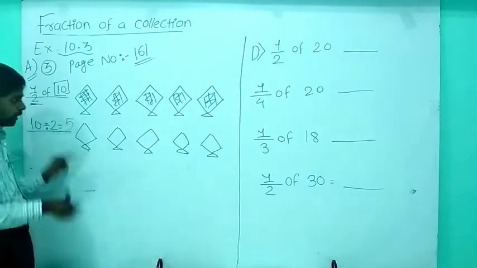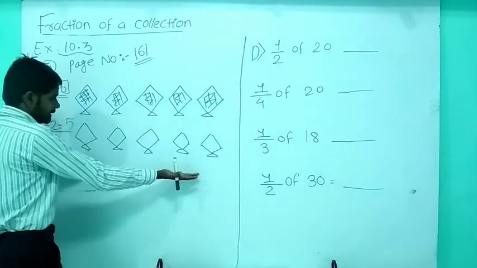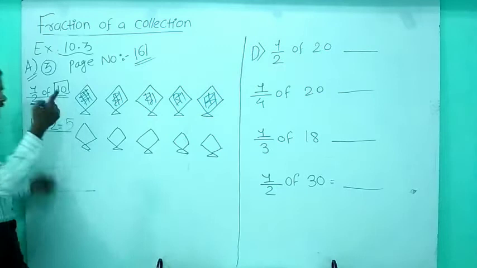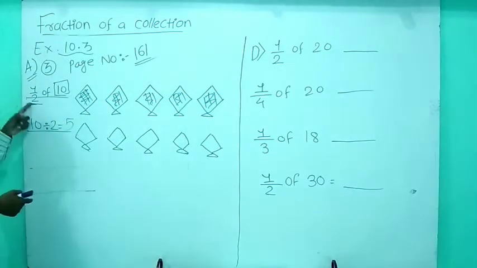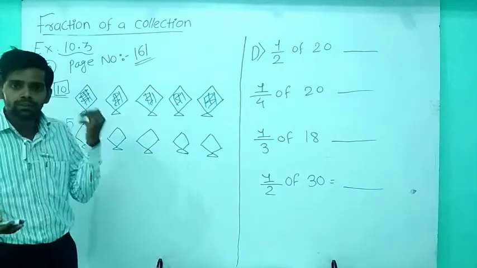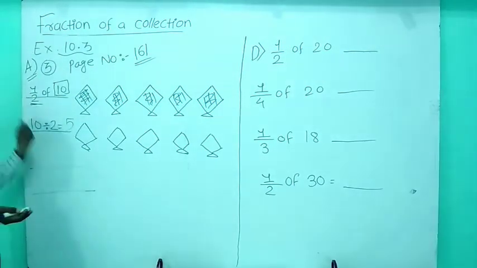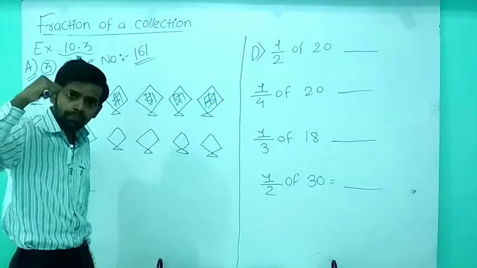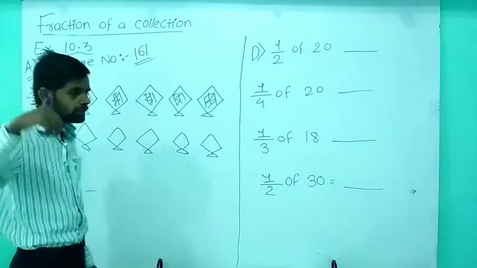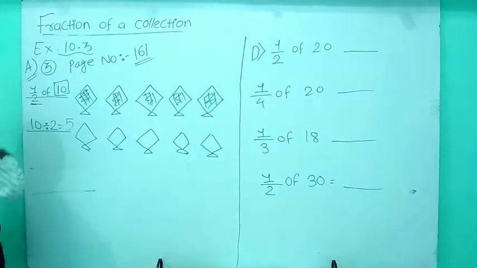What we will do? First of all, we will count the number of objects. That is 10 objects. We will write here 10. And the question is saying that find the half. So we will write 1/2, which is denoting half. अगर 1/3 रहा तो we will write 1/3. If there is 1/4, yes, 1/4 means what? Then what we will do? We will write 1/4. Okay.